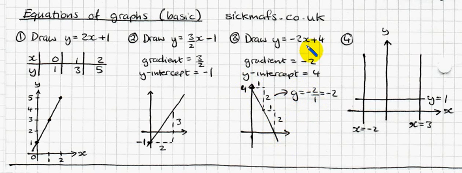And of course, that number plus 4 at the end is the y-intercept, i.e. where our line intercepts or crosses the y-axis. And that's how simple it is.